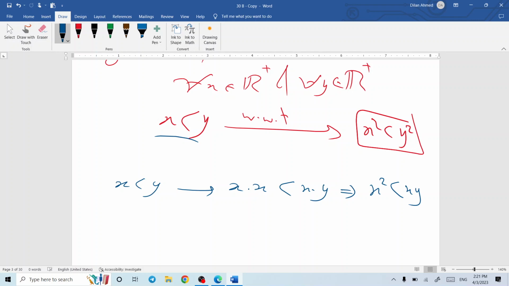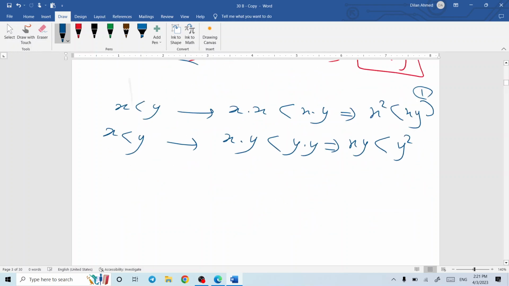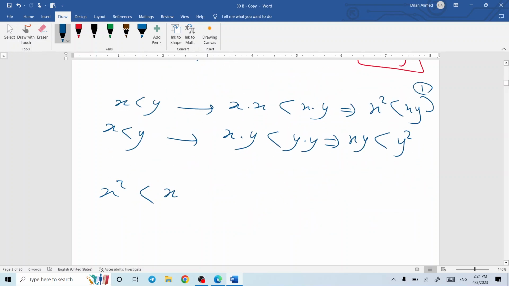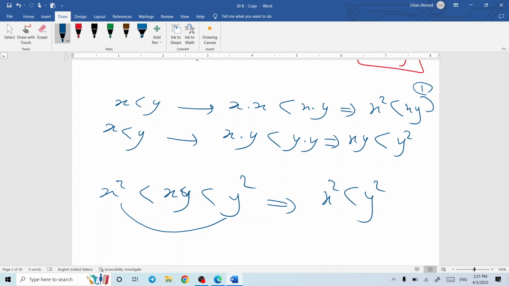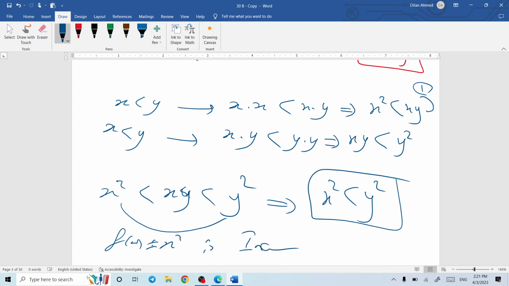Am I right? Call that one the first equation. Understood? Label it. Now I have x less than y. Am I right? Then multiply by y, I'll get xy less than y squared. Now, x squared is less than xy. Am I right? At the same time, by the second equation, xy is less than y squared. So I got what? Understood? So we show that x squared is less than y squared. So this function is an increasing function. Clear, yeah?